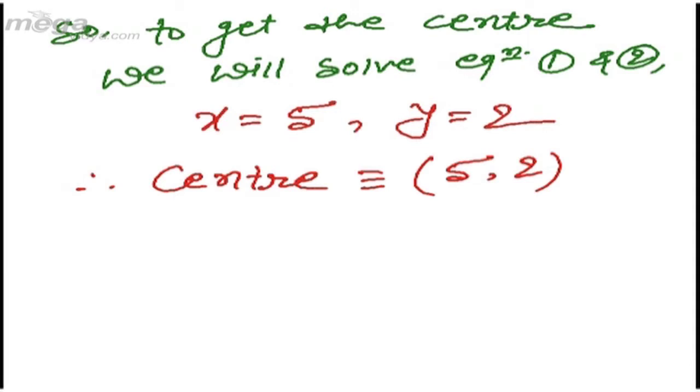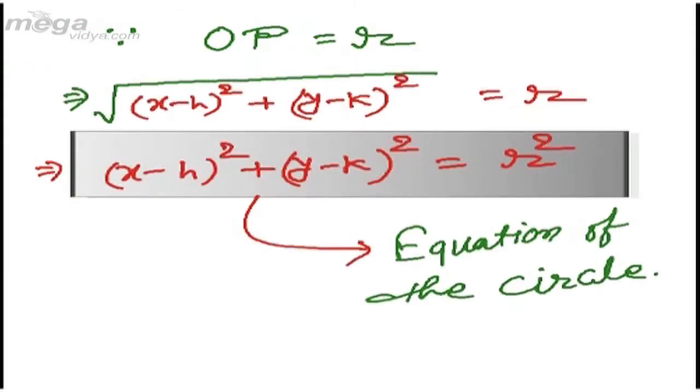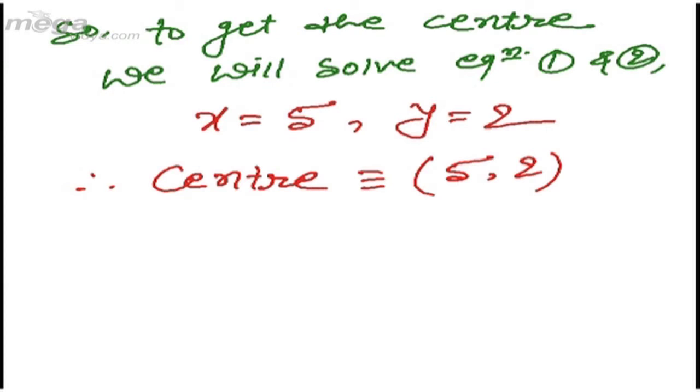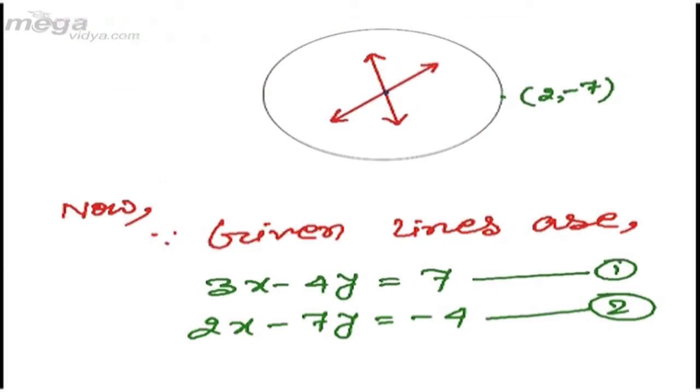Now you have to find out the radius. Once you have the center and get the radius, we can use this formula to get the equation of the circle. So student, now we will find the radius. To get the radius, we'll use the another condition which says the circle is passing through the point (2, -7). So the distance between the center and the point will be the radius.